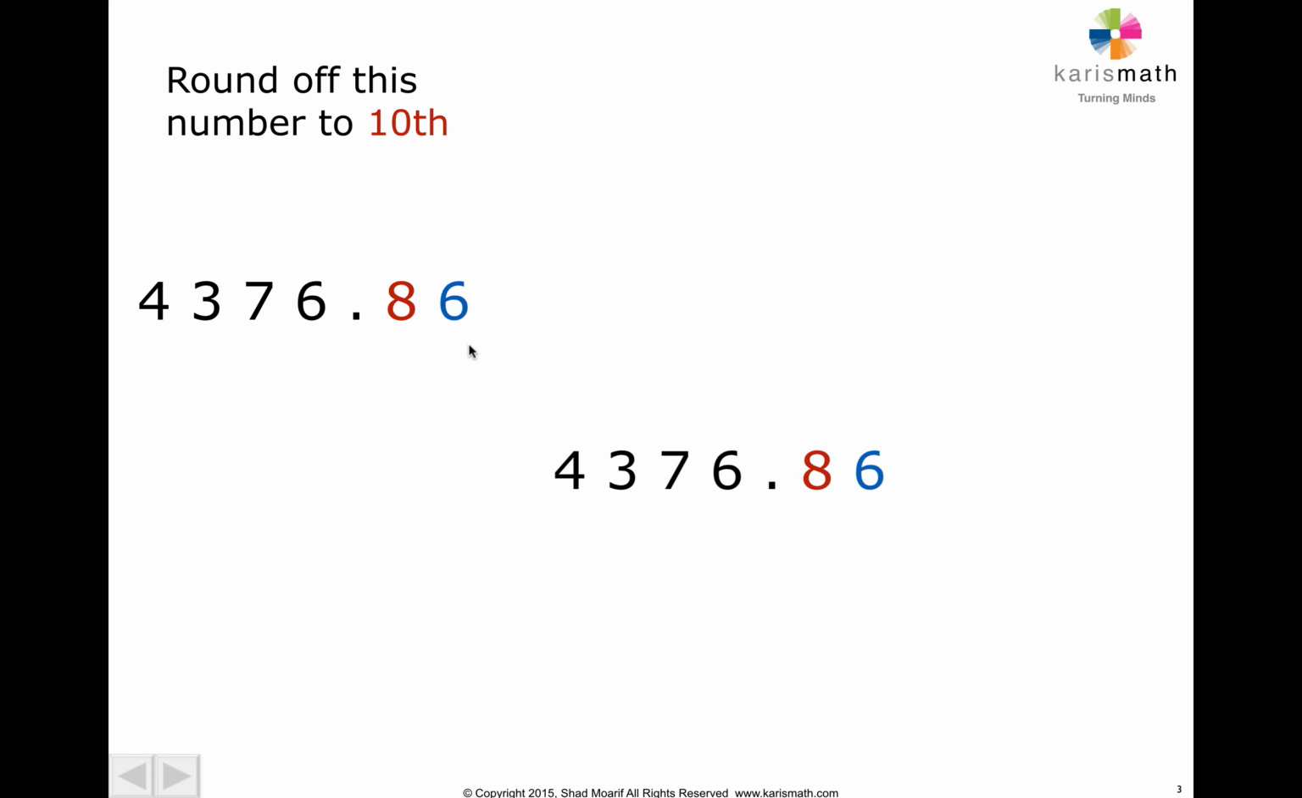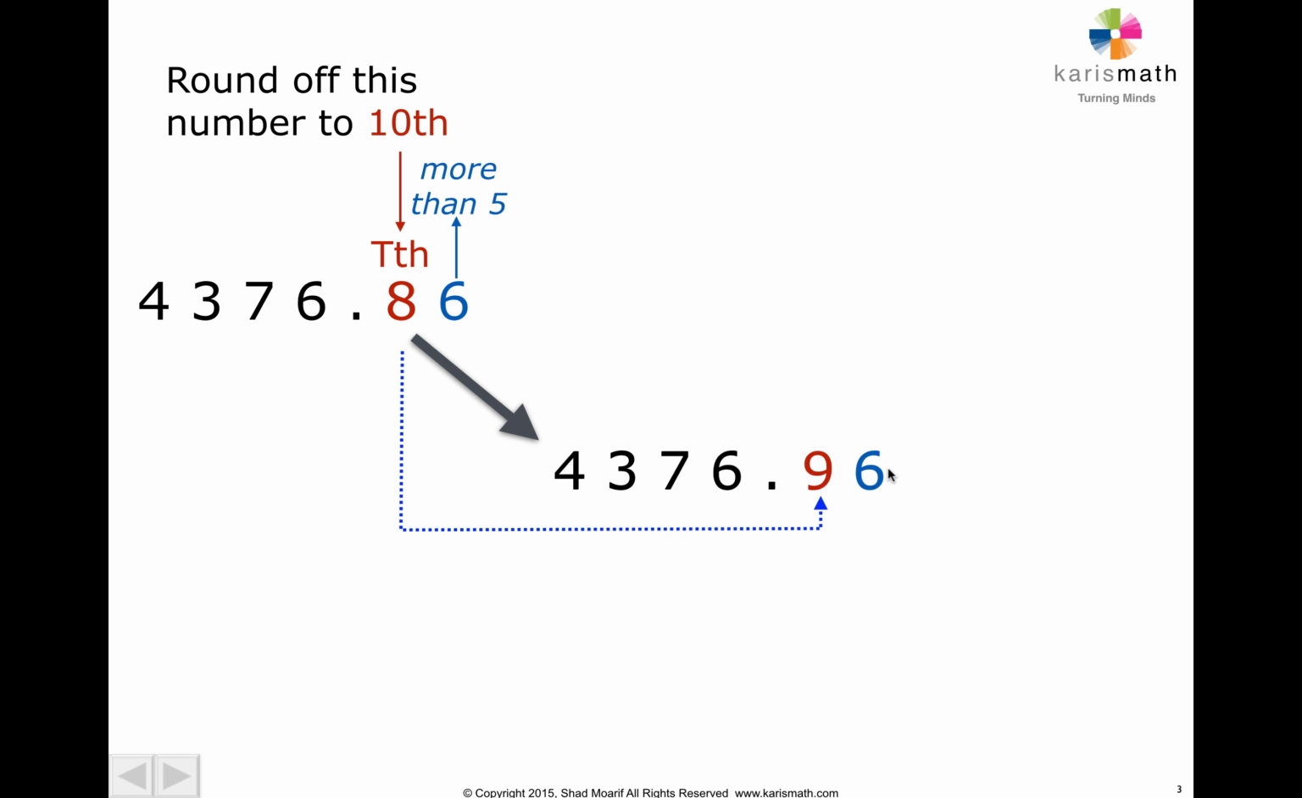What we did was, because this number 6 is more than 5, and this is the tenth, we will change 8 to 9 and zero the last number, which we can actually even remove. So there you go. We rounded off this number, which was in the hundredths, to just tenths, which means 0.86 is actually closer to 0.9. 86 hundredths is closer to 9 tenths.